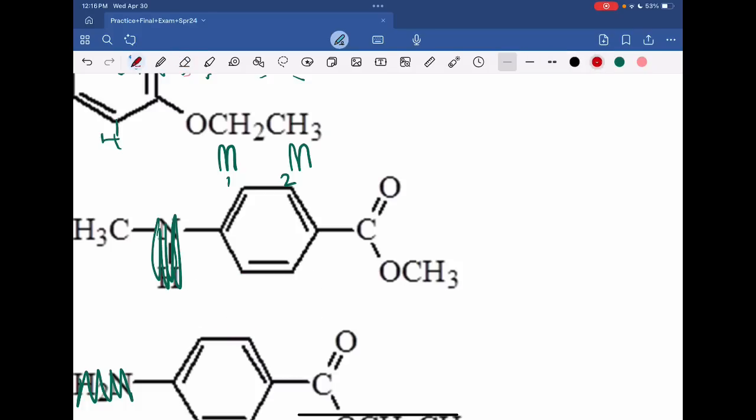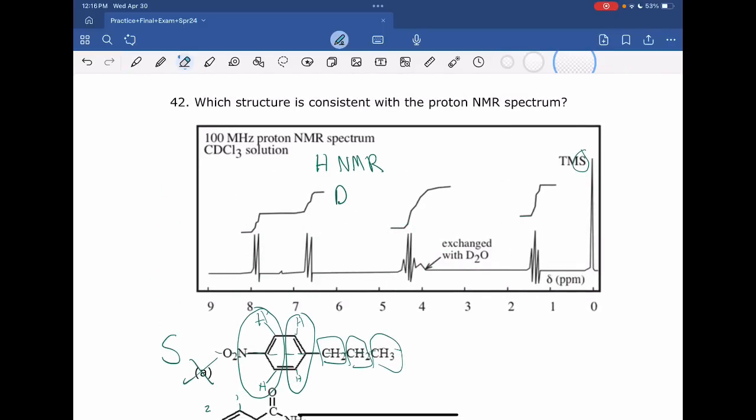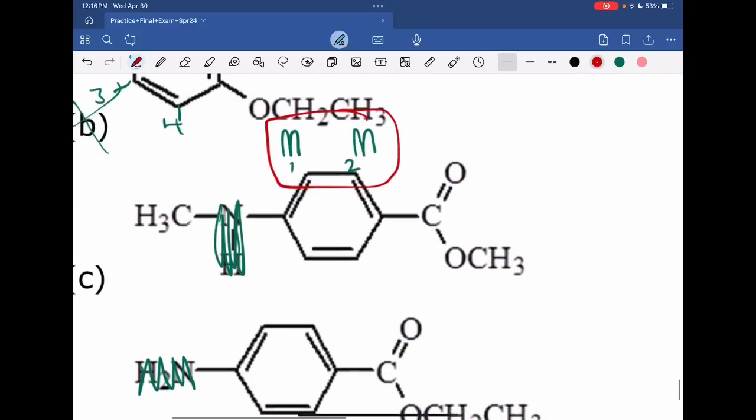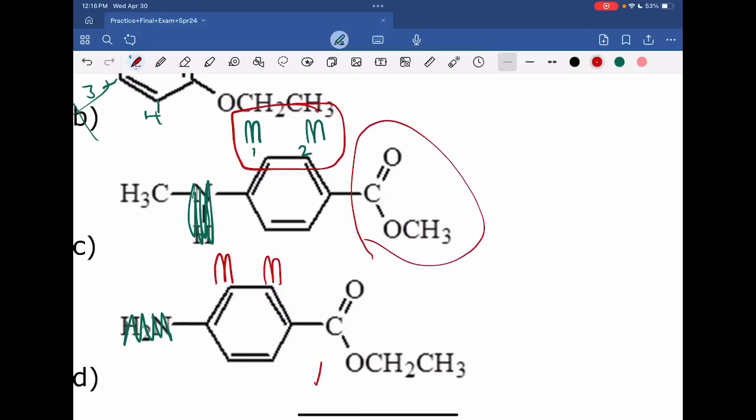So let's look for these peaks. They are these peaks. Here are your doublets. But this doesn't really give us a lot of info because this molecule here in the bottom also is going to have the same 2 doublets. So it's going to come down to whatever is in here.